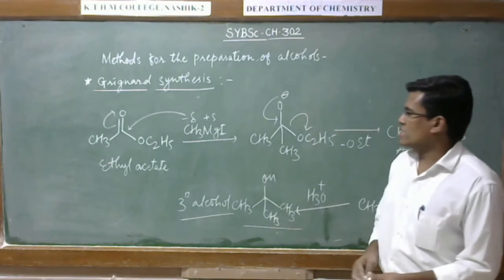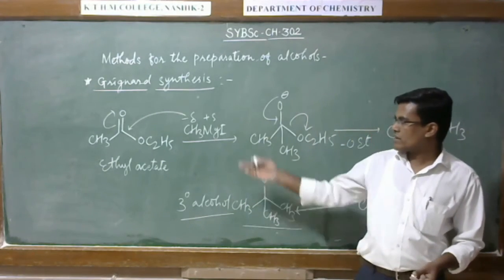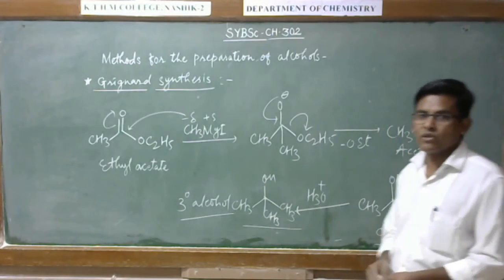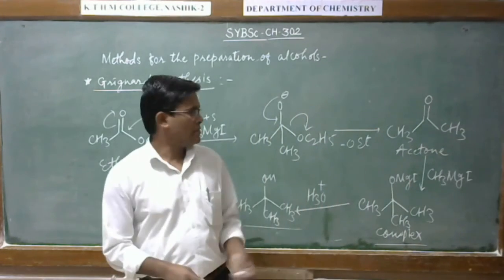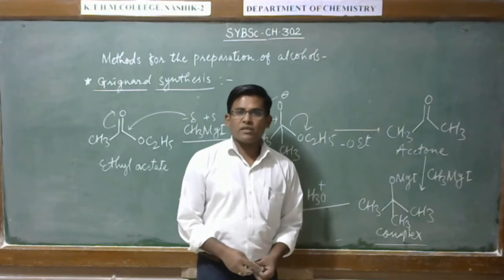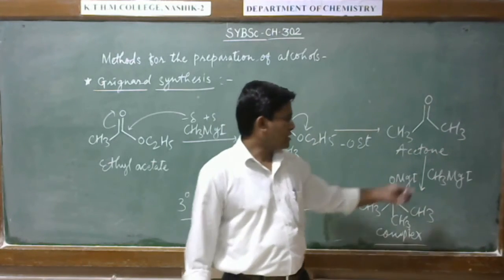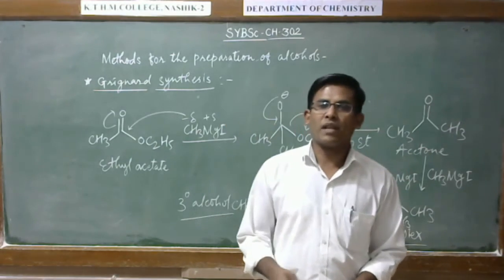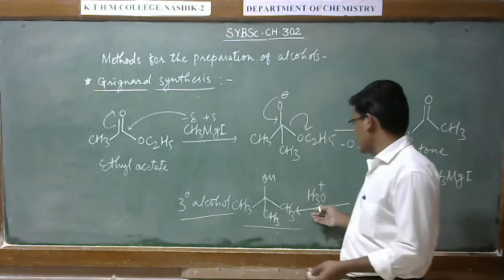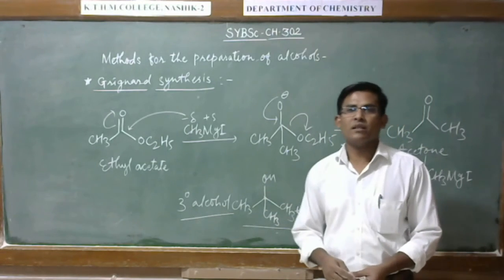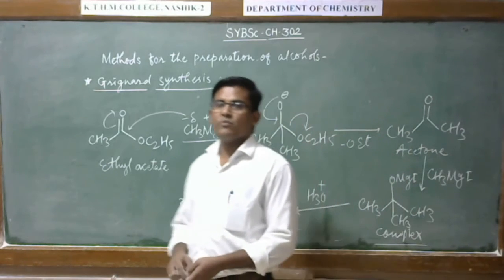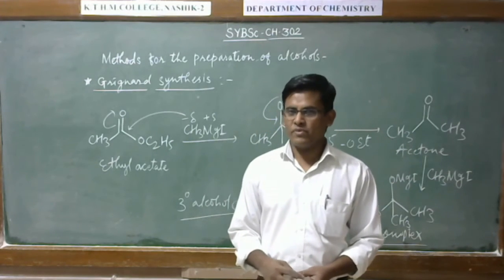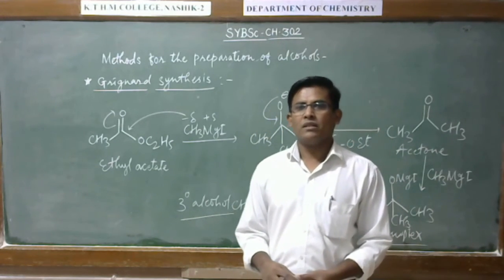So when you have this ethyl acetate, this is the ester, and you react with methyl magnesium iodide, in the first step it will generate this acetone, okay, and this ketone is more reactive. Then it will react with another molecule of Grignard reagent, that is methyl magnesium iodide. So it will generate this complex. After hydrolysis using this mineral acid, it will give the tertiary alcohol. This is one of the important methods for the preparation of alcohol. One more method is hydrolysis of esters. So let us see that method.